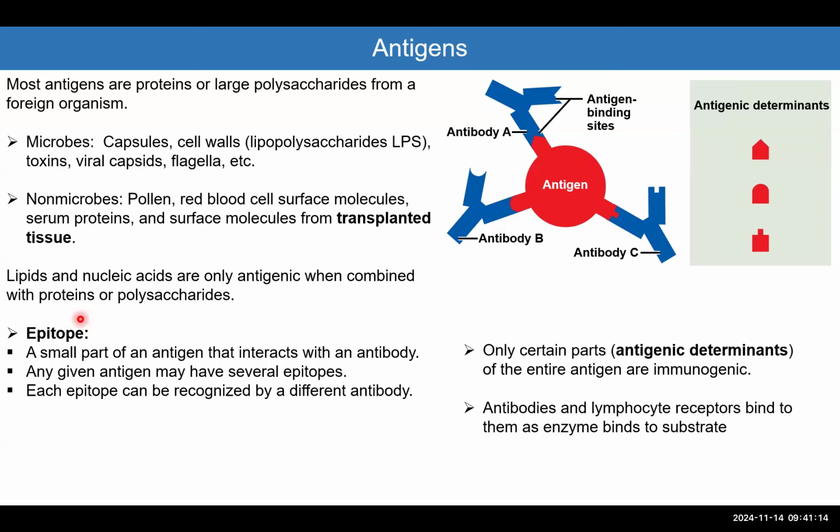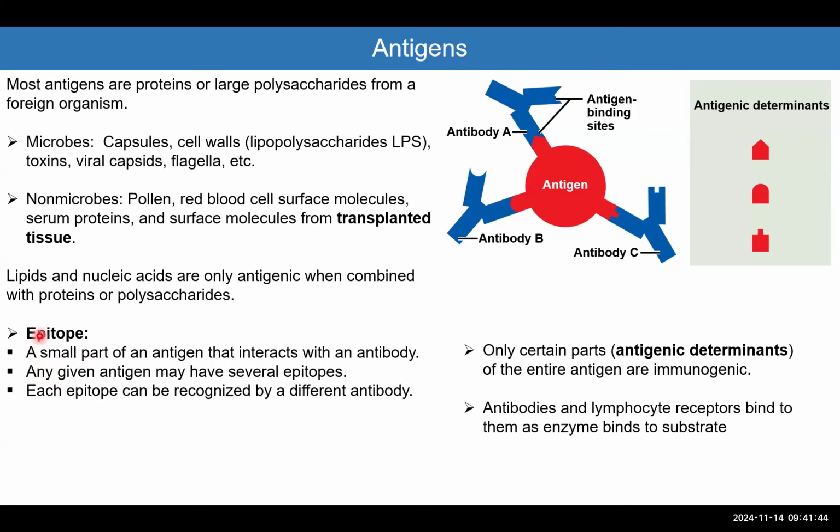The epitope is a small part, in other words, a short sequence of the antigen that interacts with an antibody. So here you have an antigen. It has three different epitopes. The first epitope here is bound by antibody A. The second epitope is bound by antibody B. And the third epitope is with antibody C.